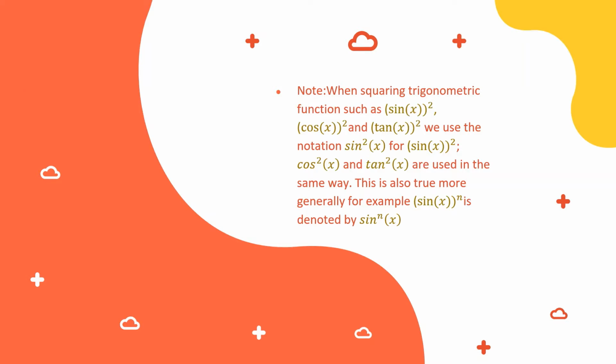Note, when writing powers of trigonometric functions such as sin x to the power of 2, cos x to the power of 2, and tan x to the power of 2, we use the notation sin squared x, cos squared x, and tan squared x in the same way. This is also true more generally. For example, sin x to the power of n is denoted by sin to the power of n of x.